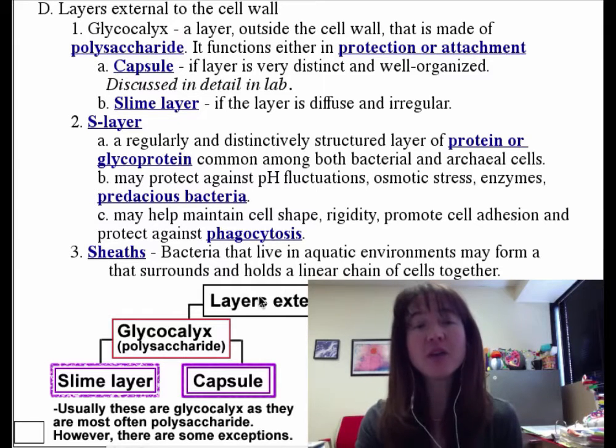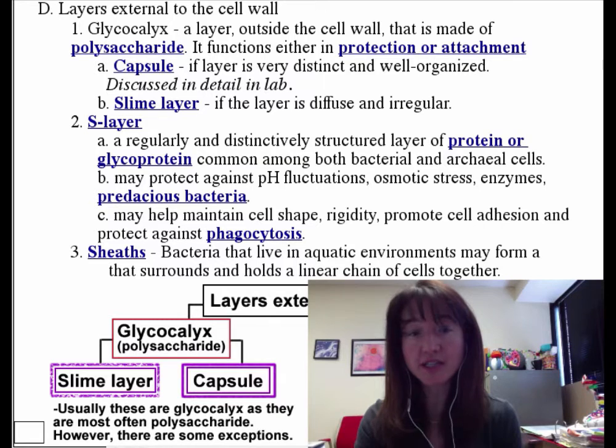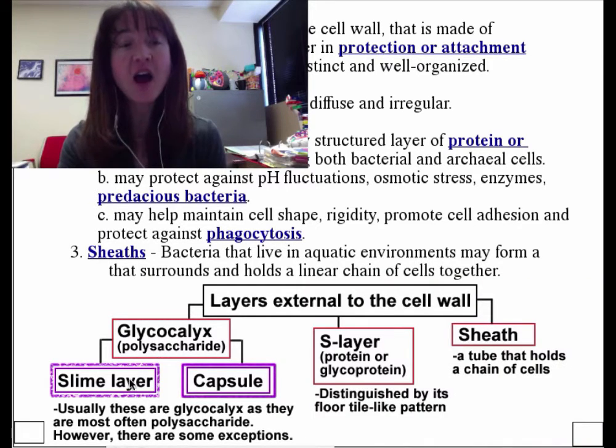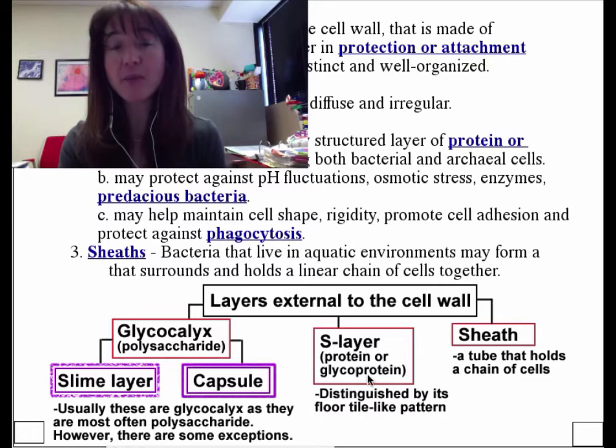Let's summarize down in the picture below. Broadly, there are several layers external to the cell wall. One type are the glycocalyces that are polysaccharide, either slime layers, which are diffuse, or capsules, which are very, very discrete and regular. S layers made up of protein or glycoprotein, they're distinguished by their floor tile-like pattern. And finally, sheaths are a tube that holds a chain of cells together and gives them advantages in that chain.